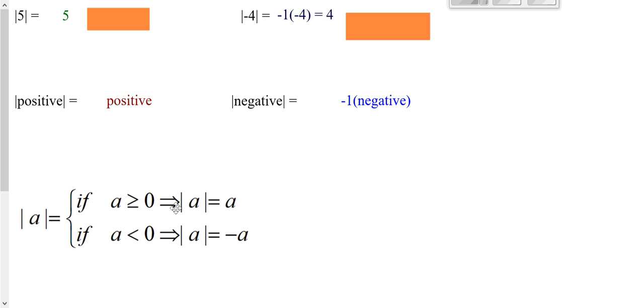If you're positive, then your absolute value does nothing. If what's on the inside is negative, then you do the opposite of that. So it could be written like this. This would be referred to as a piecewise function, but we'll be getting to that later.